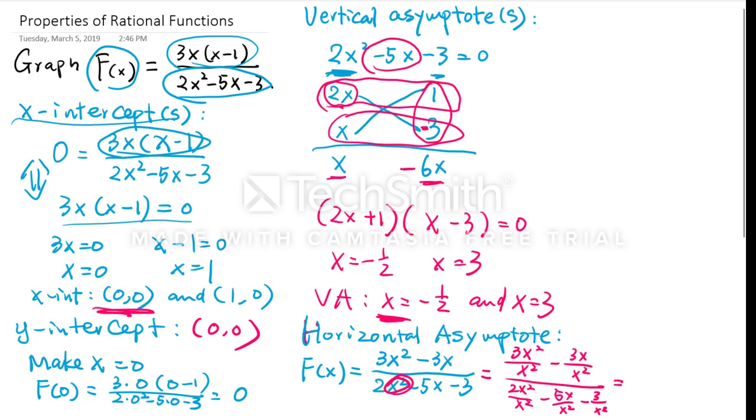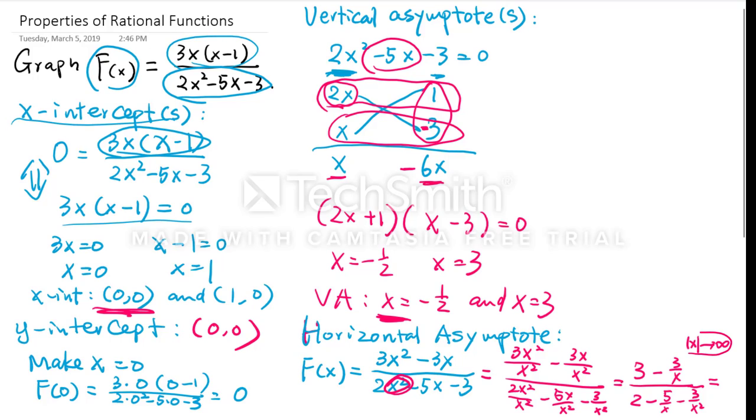This will give me 3 on top minus 3 over x over 2 minus 5 over x minus 3 over x squared. Okay, I can't simplify this further. So remember, to find the horizontal asymptotes, we want to know as x goes to infinity, or the absolute value of x goes to infinity, what happens to your y value?